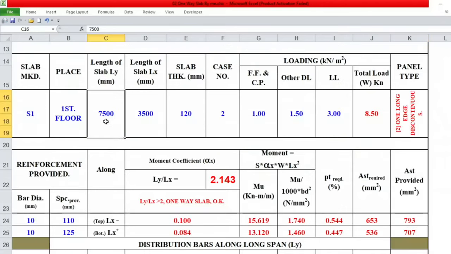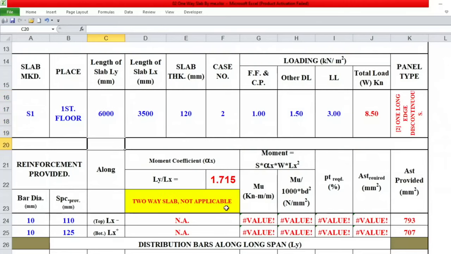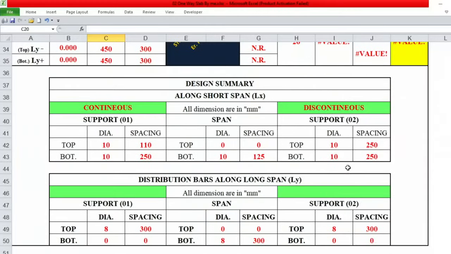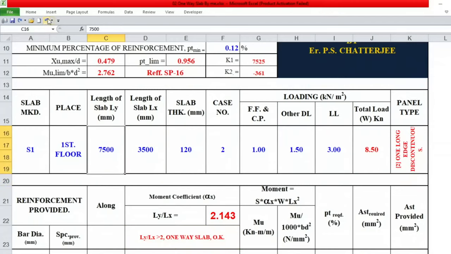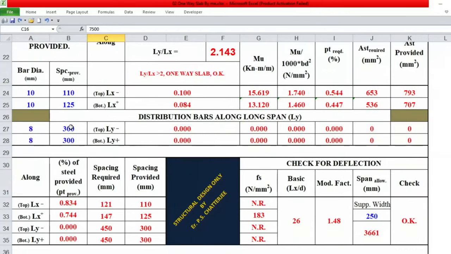Now we are changing the Ly value to 6000. Two-way slab not applicable. You will not get any value. Once again, we are changing. Now we are changing the bar dia for bottom to 8 mm. Here spacing required is 94. We have provided 125. So we are getting some warning here, and deflection is also not satisfying.